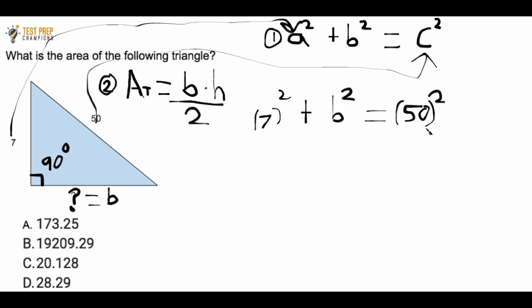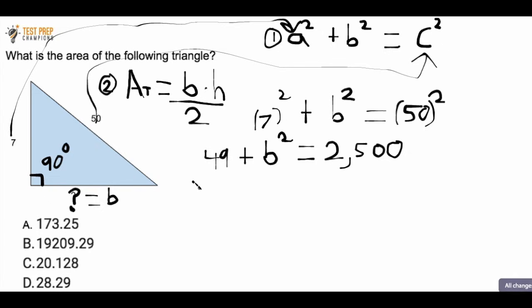Okay, so what is 7 squared? 7 squared is 49. So I'm just rewriting this as 49 plus b squared. And what is 50 squared? 50 squared is 2,500. All right, so now what I'm going to do is take this 49, and I want to get rid of it. So I want to subtract 49 from both sides. Or in other words, I want to take 49, subtract from both sides.